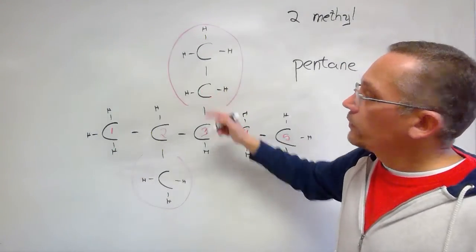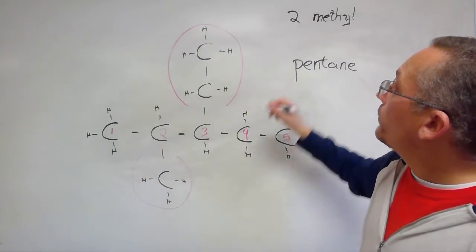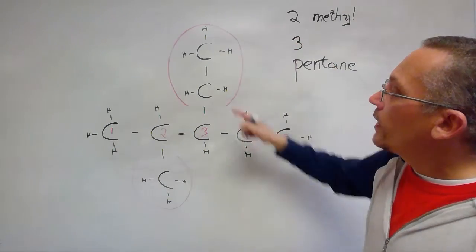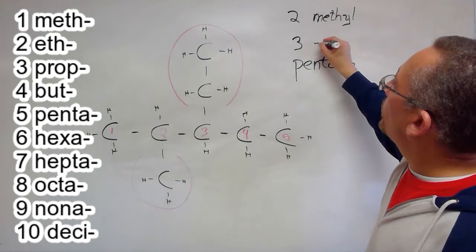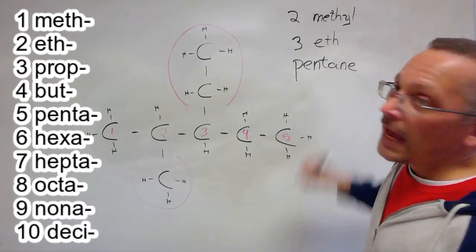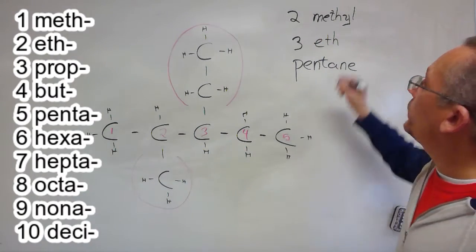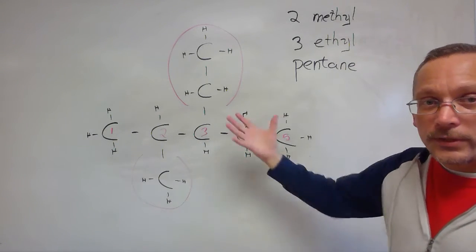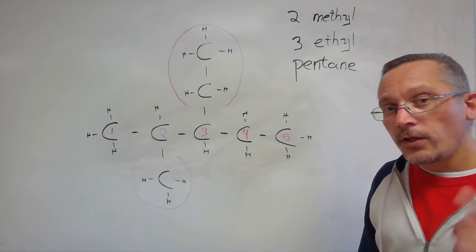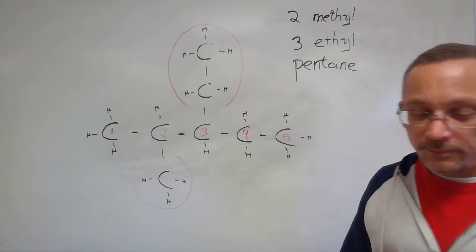Now let's name this branch, the bigger branch here. It comes out of carbon number 3. It has 2 carbon atoms, and the organic prefix for 2 is eth, and the suffix for a branch, yl. So this particular compound is called 2-methyl 3-ethyl pentane.